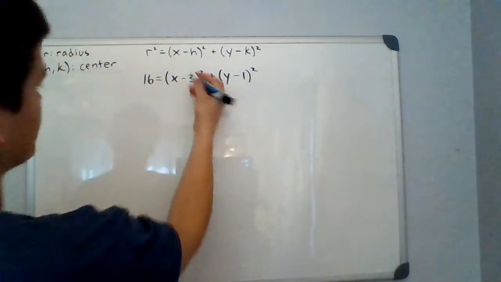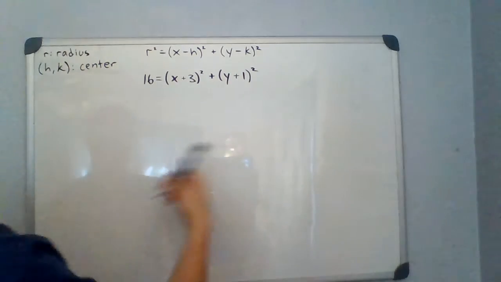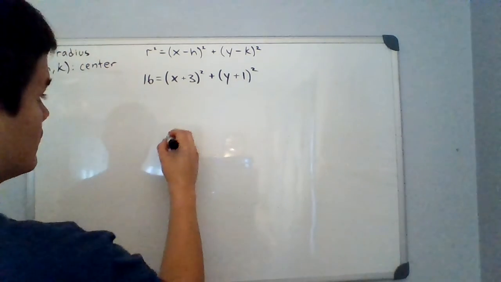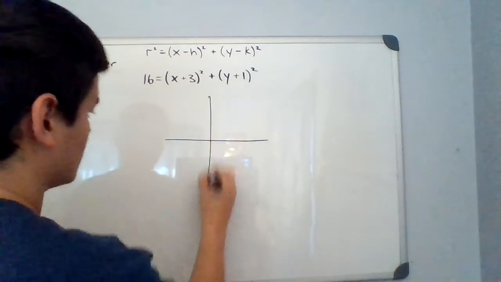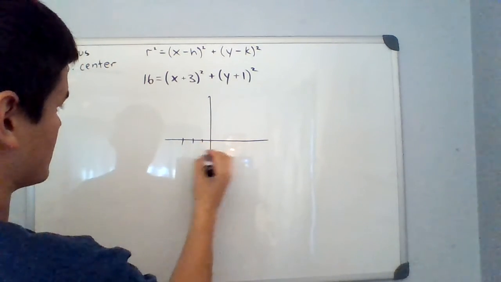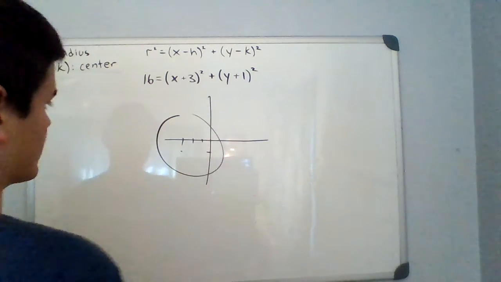So what if I change these values? What if I let them be x plus 3 and y plus 1? Well, all that changes is now my center is at (negative 3, negative 1). So I'll just do the same thing at negative 3, negative 1. The center is there, and the circle looks like that.